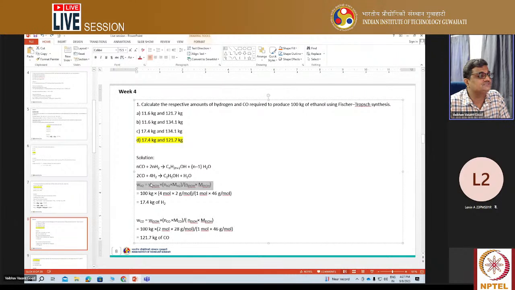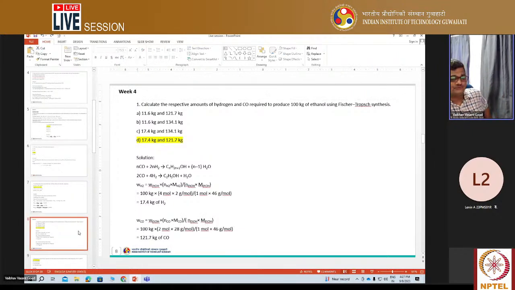And once we know this weight of ethanol, it is 100 because it is given here, 100 kg of the ethanol. So it comes out to be around 17.4 kg. And similarly, carbon monoxide comes out to be around 121.7 kilogram of carbon monoxide. So this is also one of the easy examples which was given in the assignment to solve.